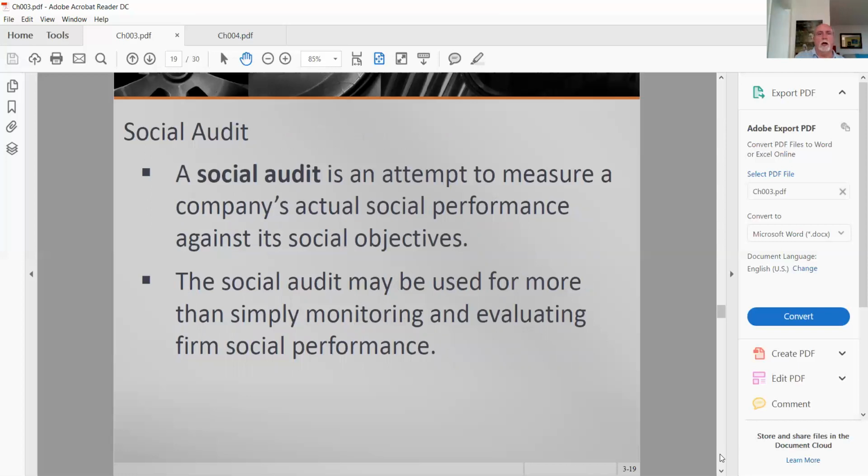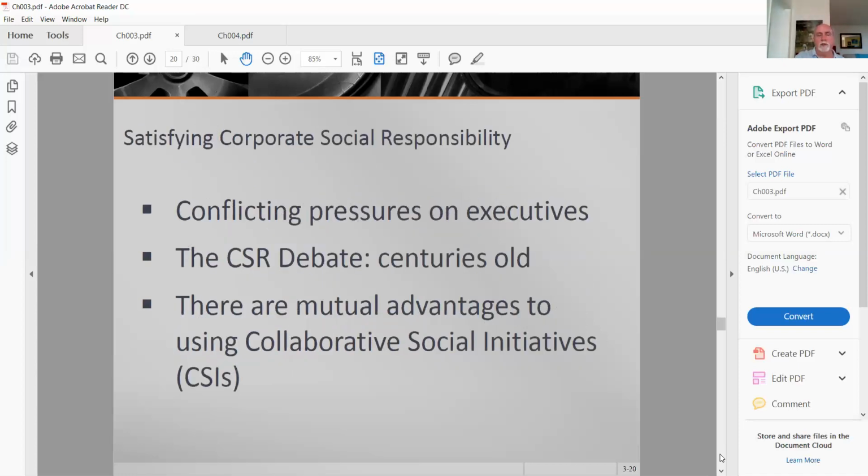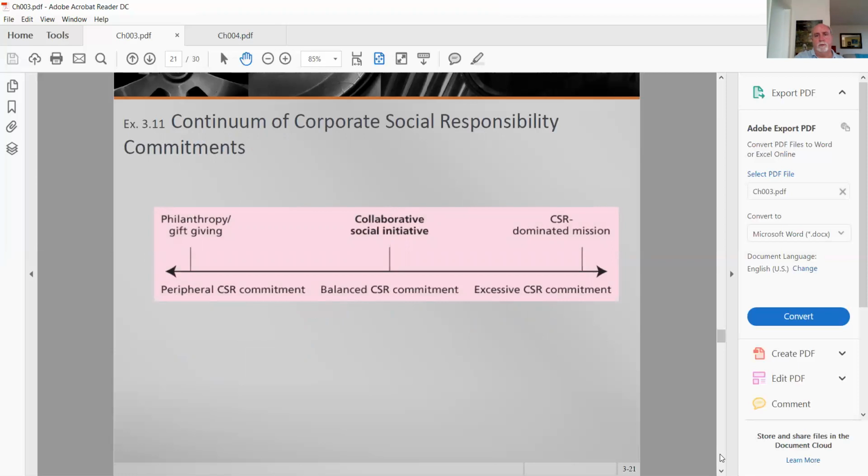Then you have the social audit. Are you really performing? Are you putting forth the best effort for society? Okay. There are conflicting pressures, which are to make money and be socially responsible. Okay. And here's the way it basically is shown. When you have philanthropic on the left side, you're giving out money left and right for things that will help society. When you have the other end, you are looking at a corporate social responsibility dominated mission, where you have excessive commitments, where you may be making money, but you're balancing it off of philanthropic ideas.